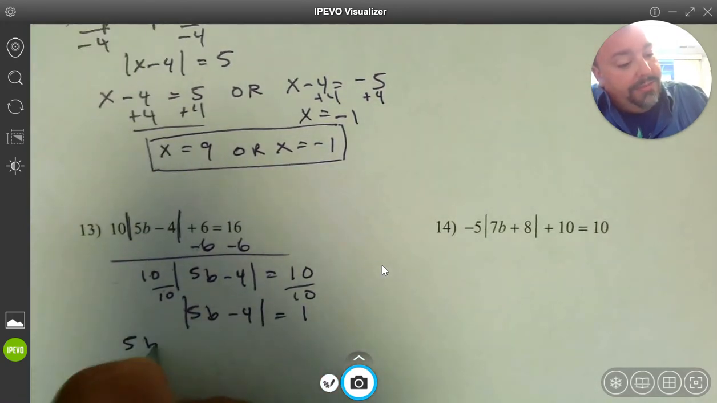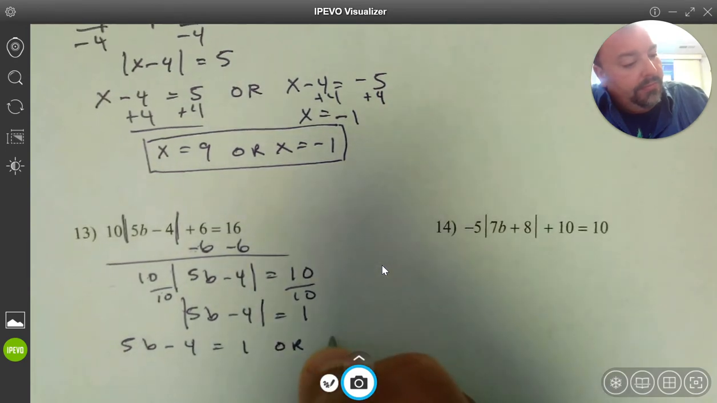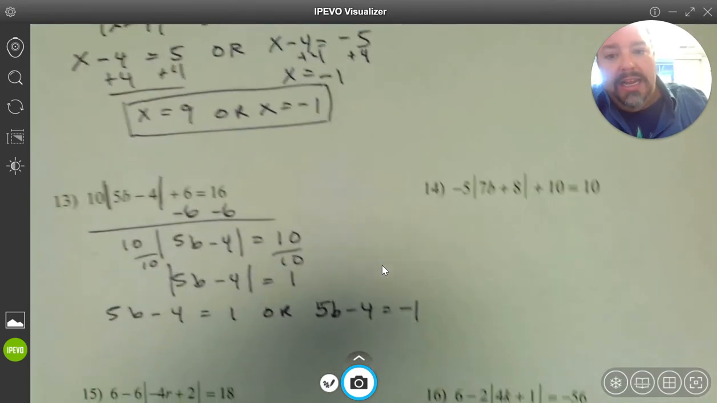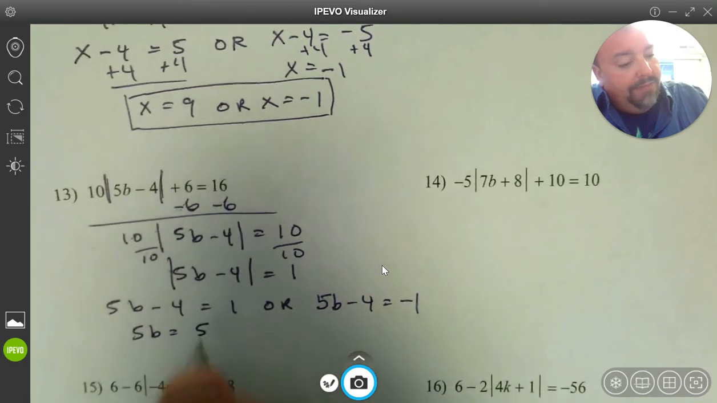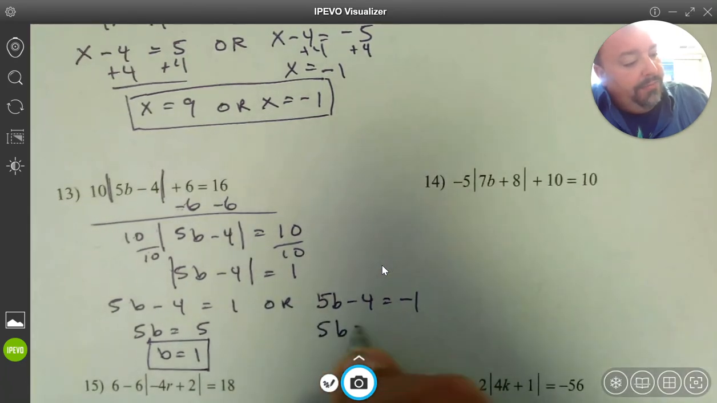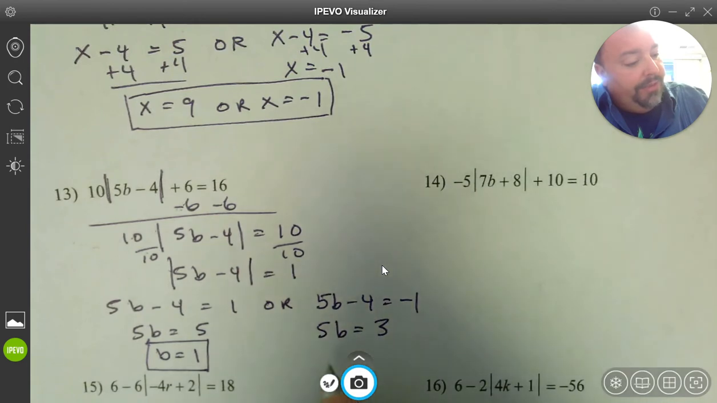Now split it. 5b minus 4 equals 1, or 5b minus 4 equals -1. And we can solve each of those. Add 4 to both sides, divide by 5. We get b equals 1. Or we do the same thing over here. Add 4 to both sides, we get 3. Divide by 5, we get 3/5.